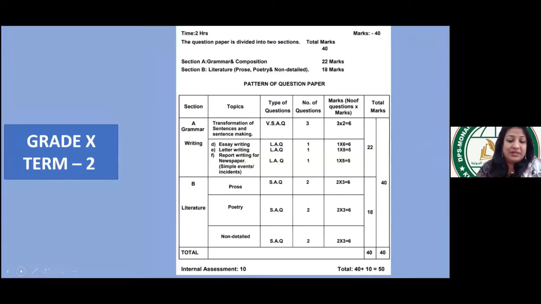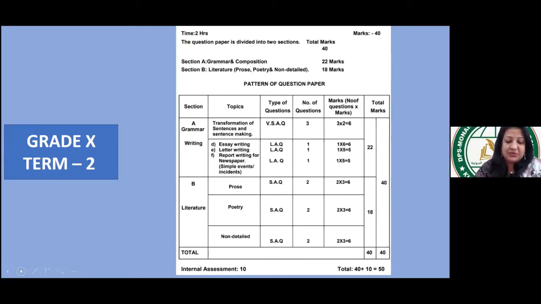And now we will discuss term 2. Term 2 will have a written exam. All questions will be descriptive type. In section A, there will be transformation of sentences in grammar: Angavakyam, Angivakyam, Vakya Rachana, Vakya Shuddhi. And for the writing section, essay writing, Ubanyasam, and for letter writing, Katta, report writing for newspaper, Patra Varta Tayarakal. The total weightage for this section will be 22.